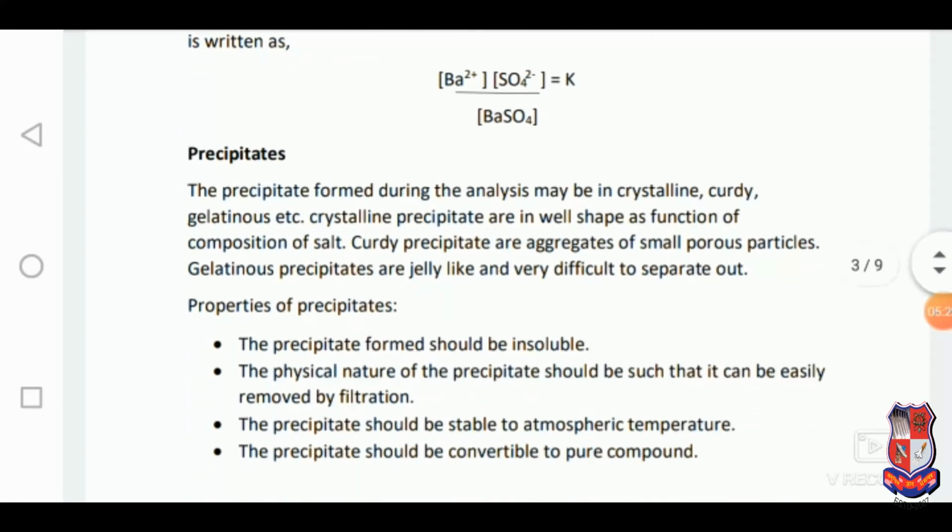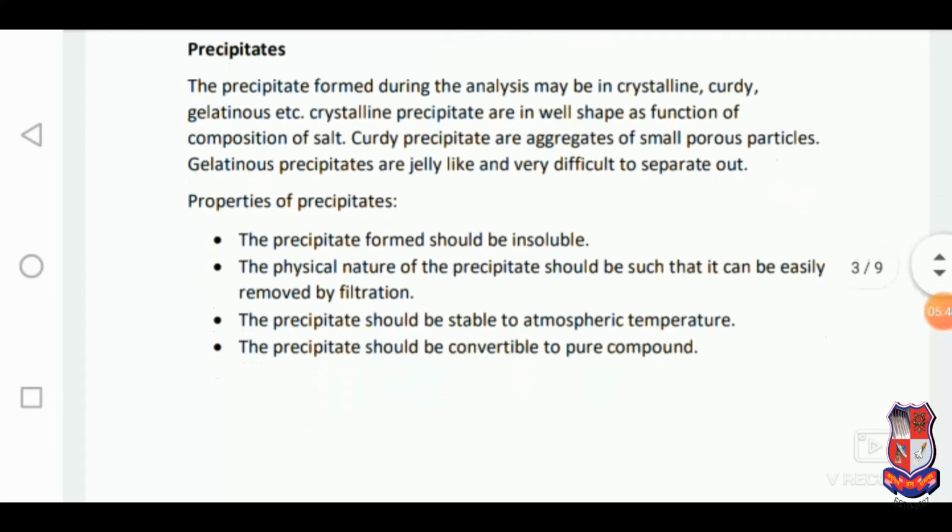The precipitates formed during the analysis may be crystalline, curdy, or gelatinous. Crystalline precipitates are well-shaped, and the shape is a function of the composition of the salt, while curdy precipitates are aggregates of small porous particles, and gelatinous precipitates are gel-like and very difficult to separate out.